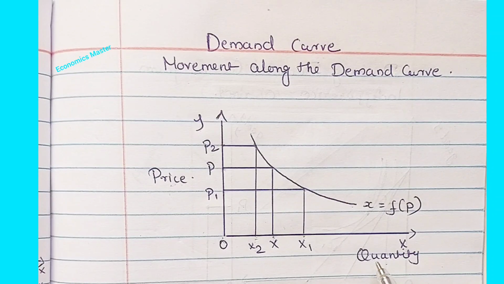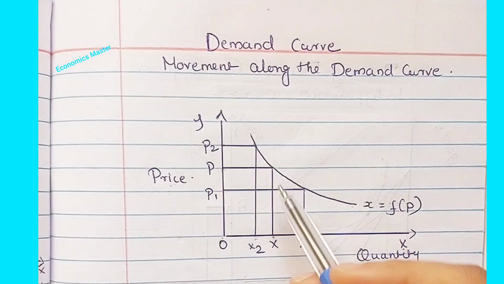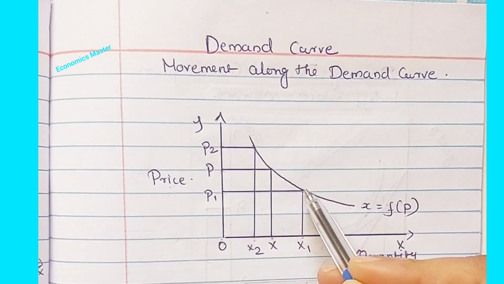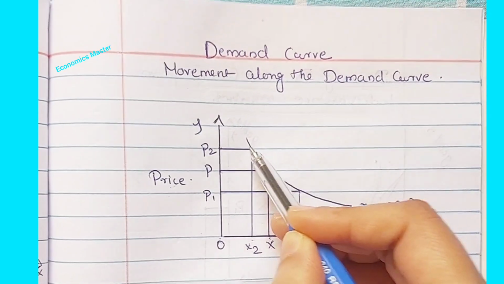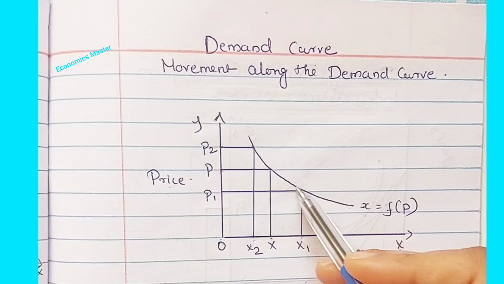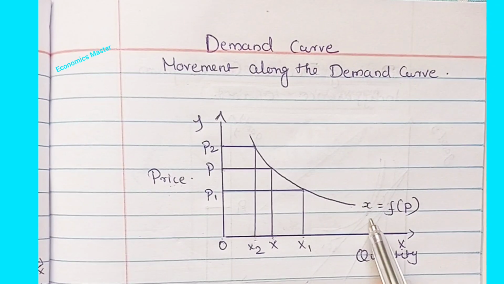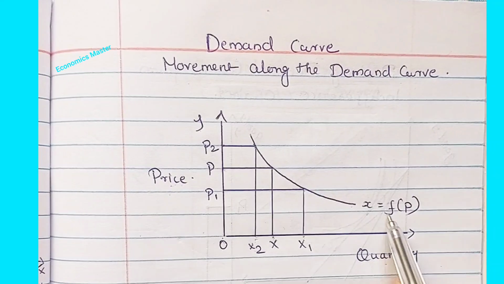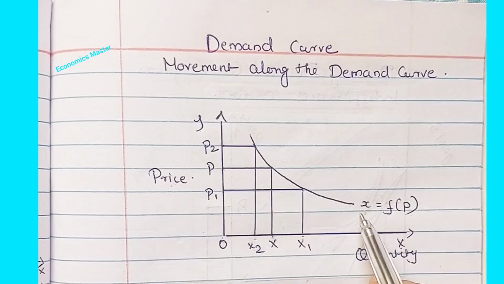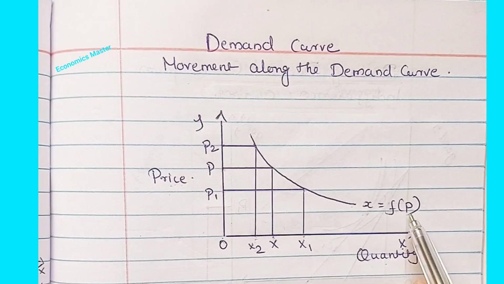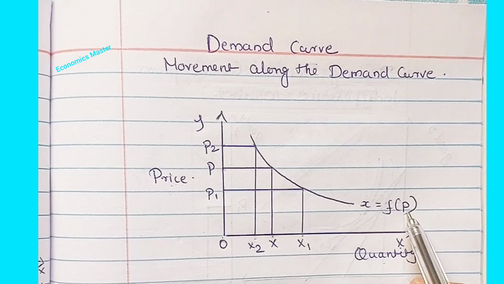While other factors remain unchanged, any change in price leads to movement along the demand curve, from here to here or from here to here. There is a movement along the demand curve, and the demand function is X equals a function of P. Here X is the quantity demanded, which is a dependent variable. It depends upon price. P is the price. It is an independent variable.